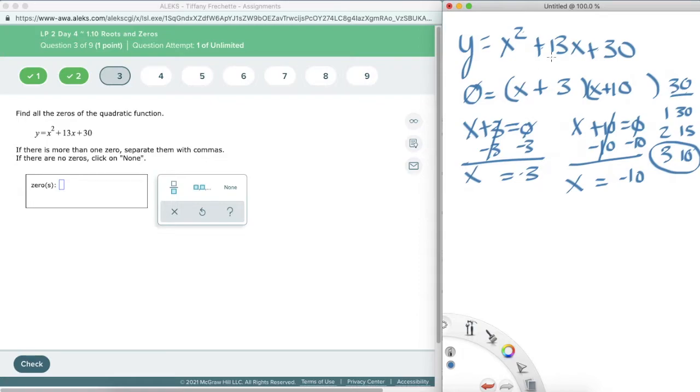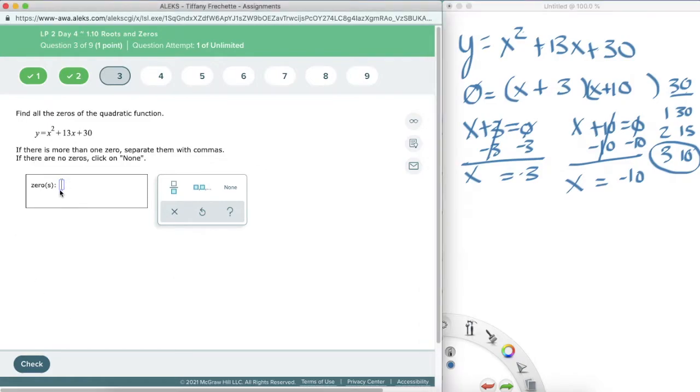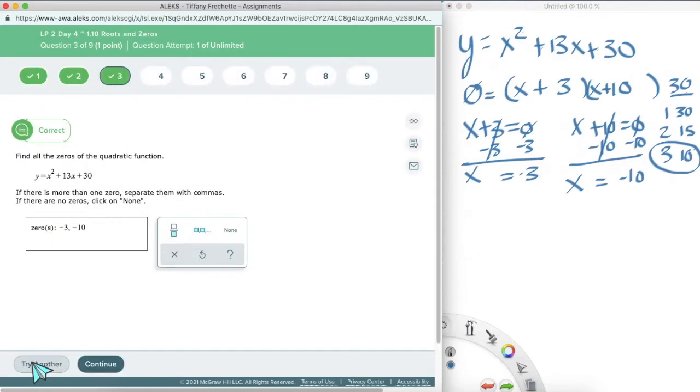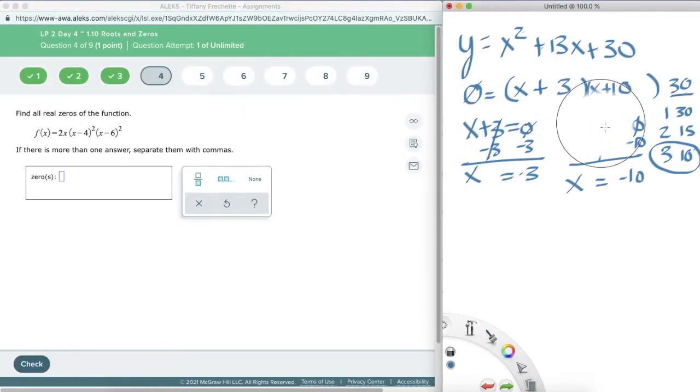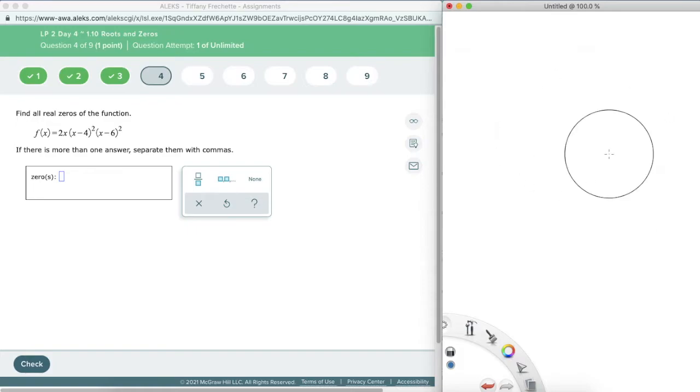And again, I was anticipating 2 because of that square. So that kind of identifies how many I should be looking for. So we have negative 3 and negative 10. Check. All right. Checking along here. A couple more. Okay, so now we can see this in function notation.